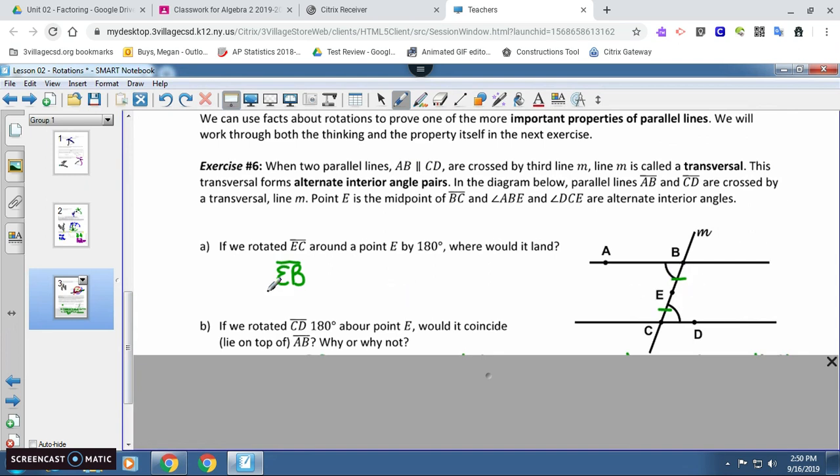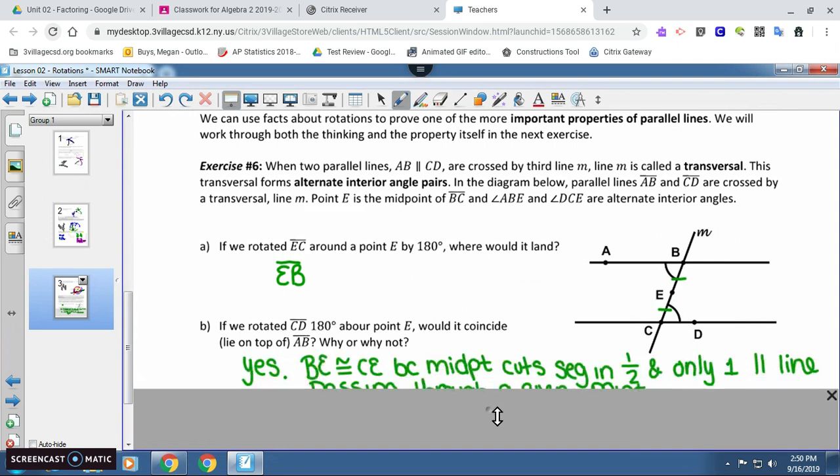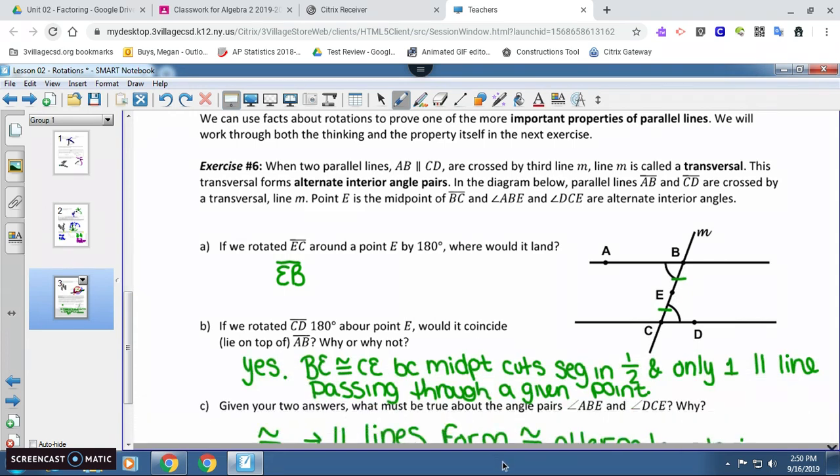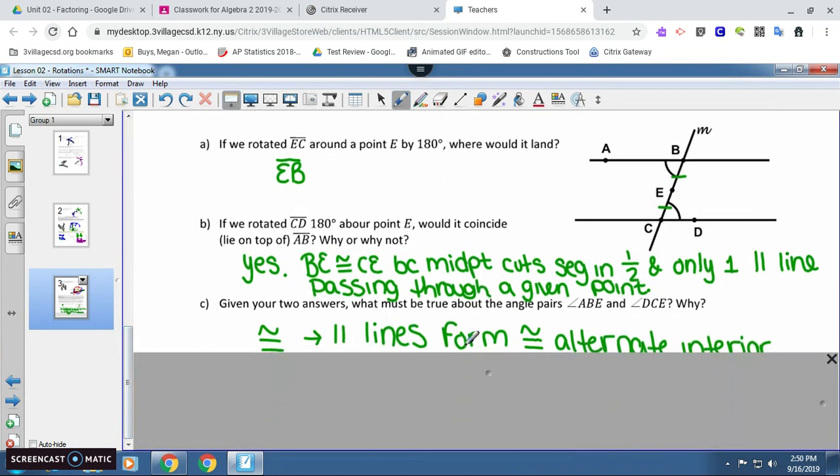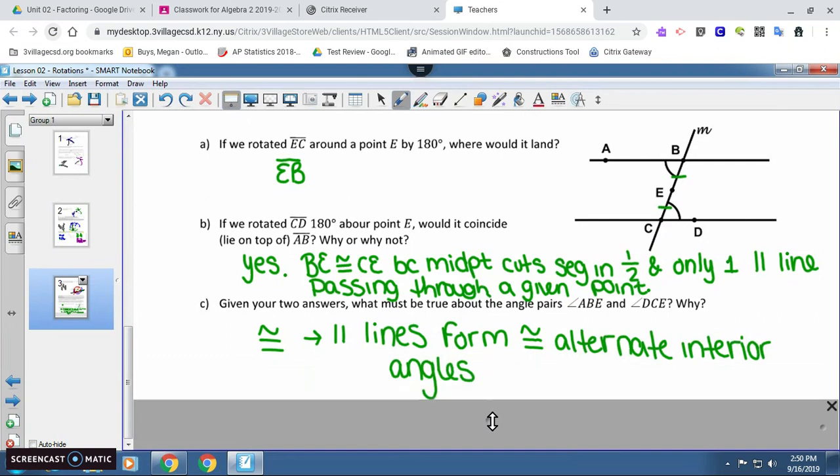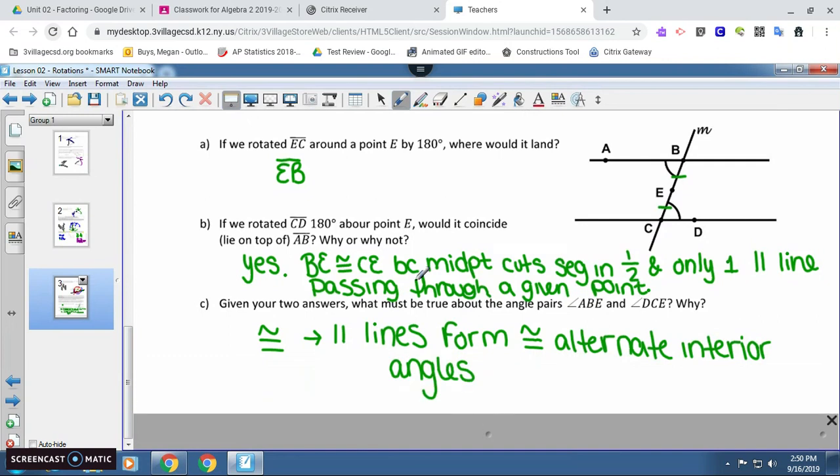If I were to rotate EC around 180 degrees, that's got to land right on BE, because we also said that point E was the midpoint. Now, over here, there's only one place, and the big idea that I wanted you to get out of this is that these parallel lines are always going to form congruent alternate interior angles. So we can fill this in on our notes. We just want to know that if we rotate this, these two angles have to be congruent together because of this midpoint and because of that passing through a given point we talked about last week.